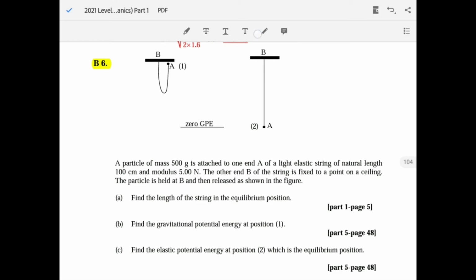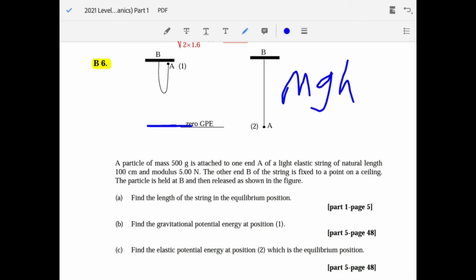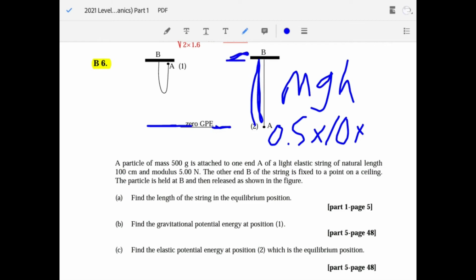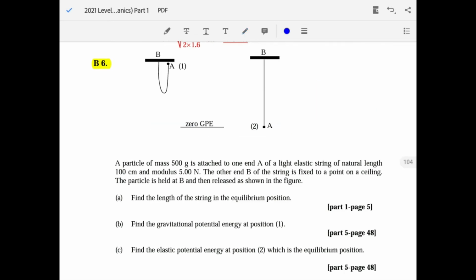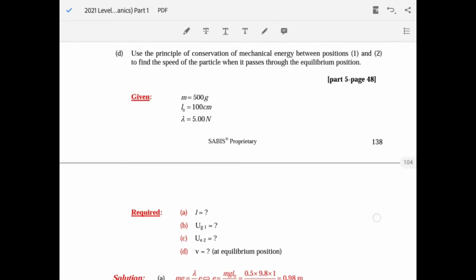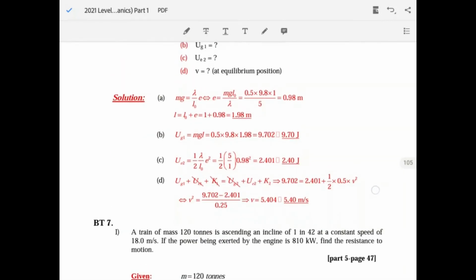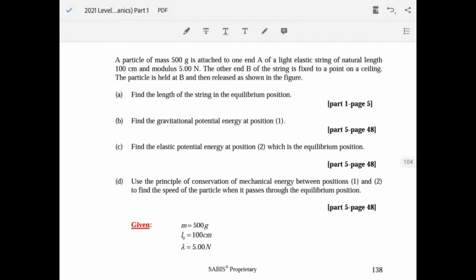GPE at position 1, using this as 0 GPE, it's simply mgh. So 0.5 times 10 times the length we found over here, AB. So this is 0 and A is there. What was the length? 2. So 0.5 times 10 times 2. So that's 10. The 9.7 is because they use 9.8.